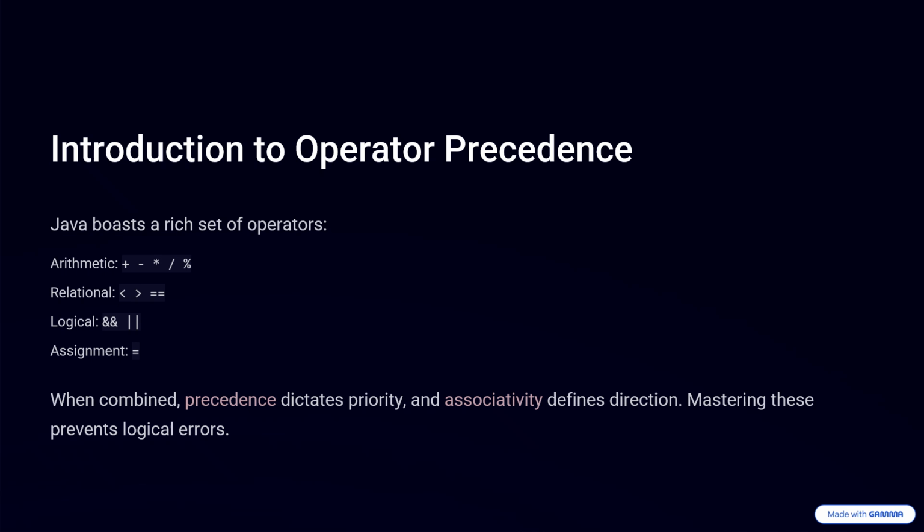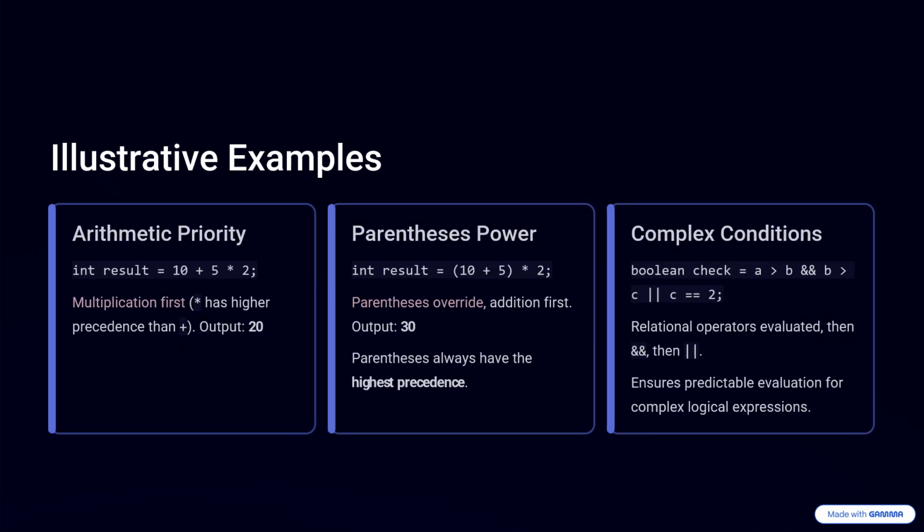This is where precedence and associativity come into play. Precedence means the priority of operators, and associativity means the direction of evaluation. If we understand these rules, we can avoid many logical errors in our code. Now let's see some examples.